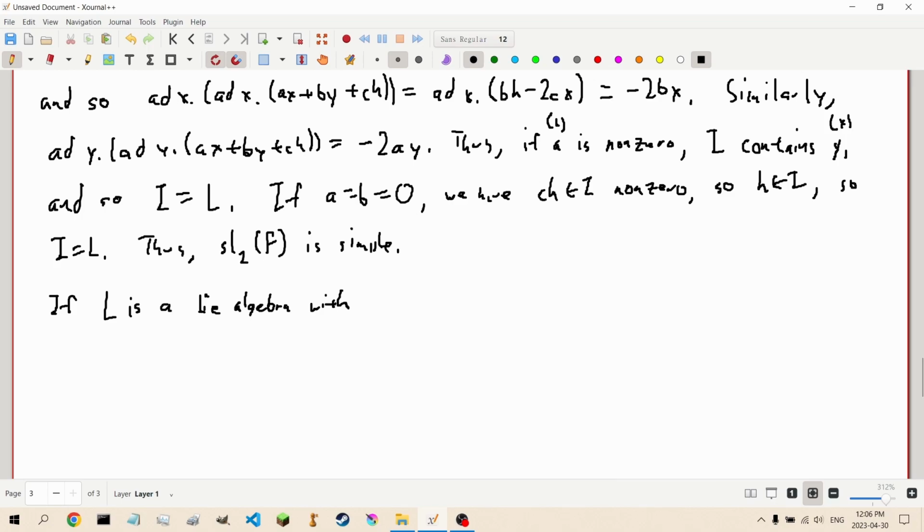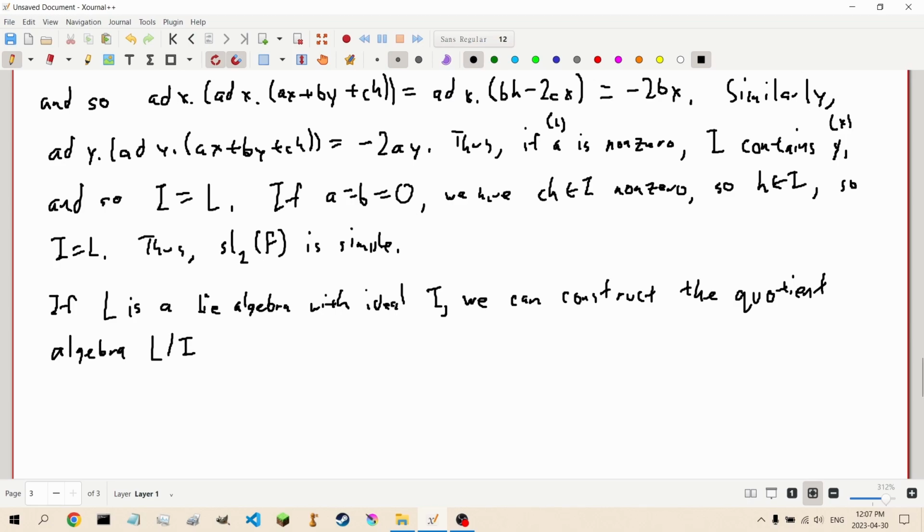With an ideal I, we can construct the quotient algebra L over I, and the construction should be familiar to you. It's the same as the quotient group or quotient ring or anything that you've normally seen.